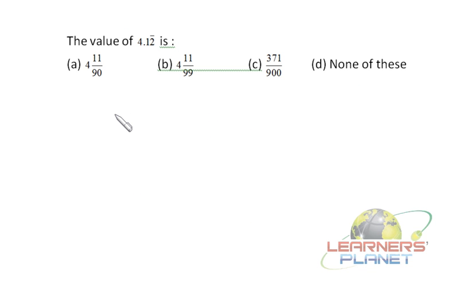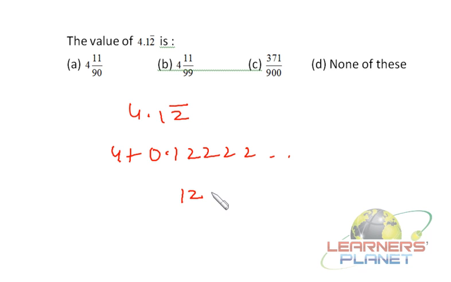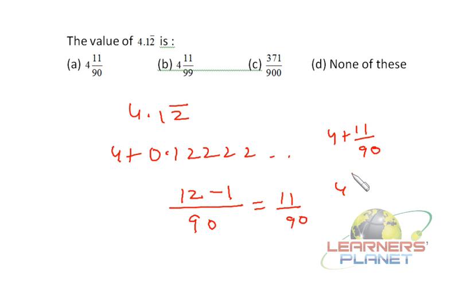Now let's see this problem. It is 4.12 bar. Only 2 is being repeated. It is 4 plus 0.12222. Since we are having bar on one number only, it's 12 minus 1, the complete number minus the number which is not having bar. So it's one 9 for this 2 and one 0 for this 1. So it's 11 by 90. So our final answer is 4 plus 11 by 90, that is 411 by 90. Okay friends.